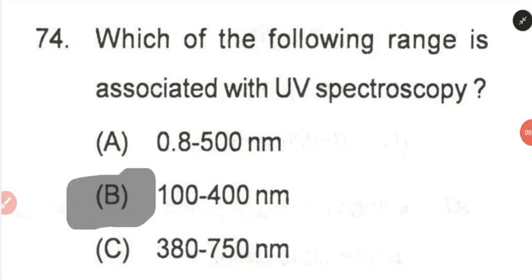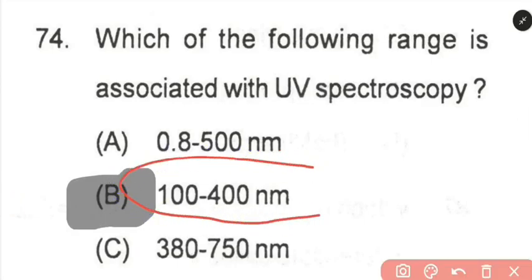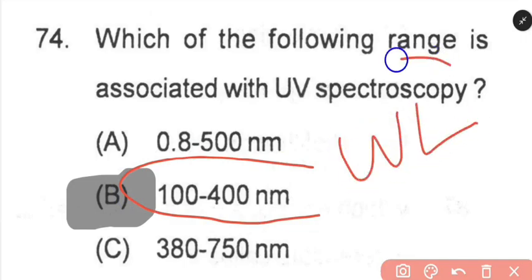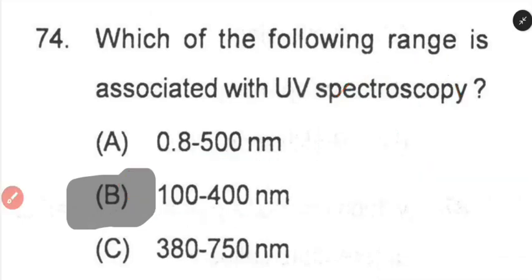Which of the following range is associated with UV spectroscopy? In UV spectroscopy, we use 100 to 400 nanometer wavelength of light to identify the specimens.